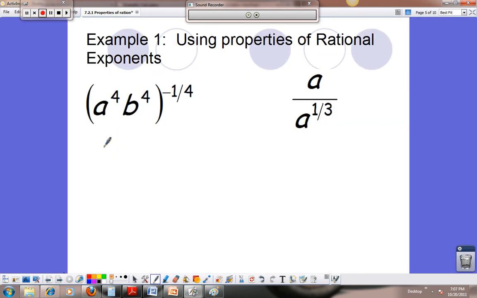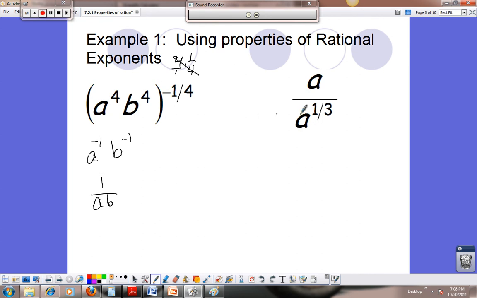All right, next example. Number 1. So now, when you're doing these, here's my advice. Go ahead and take care of your property rules first. So let's go ahead and raise this to the power. So I get a to the 4 times 1/4. 4 times 1/4 cancels out, and I get a to the negative 1st. 4 times 1/4 again is going to result in the same thing. So b to the negative 1st. The negative 1 on the exponent is going to cause the a to go down, and the negative 1 on the b is going to cause it to go down. So I end up with 1 over ab. That's my final answer.